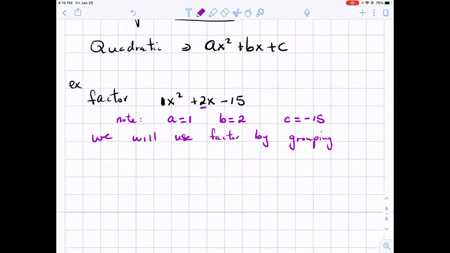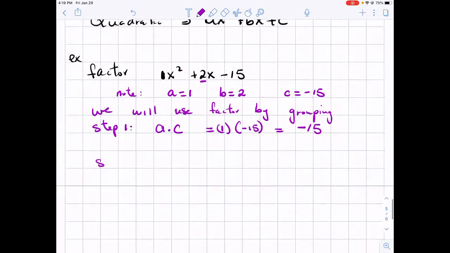Factor by grouping says always multiply A times C, known as the AC method also, okay? So A is 1 and C is minus 15. So the product is minus 15, okay? Step 1, multiply A times C, okay?